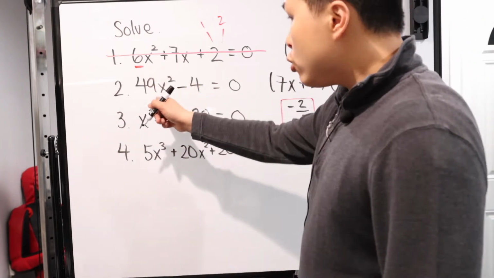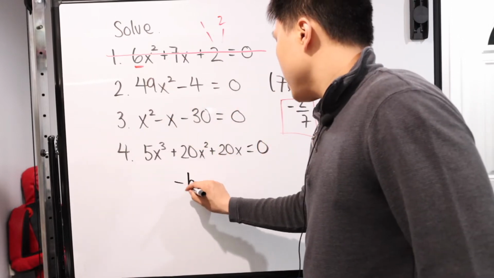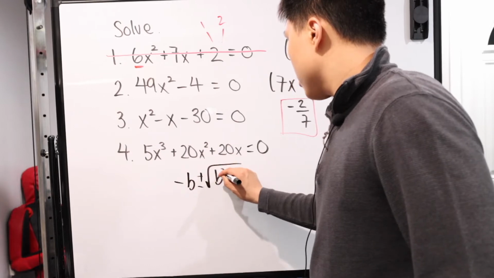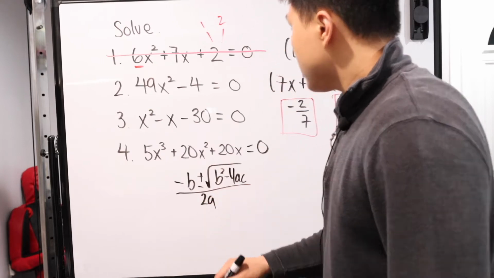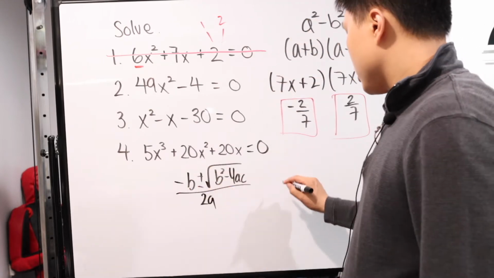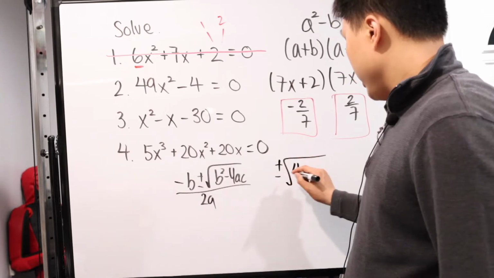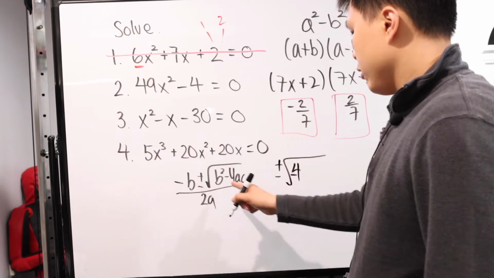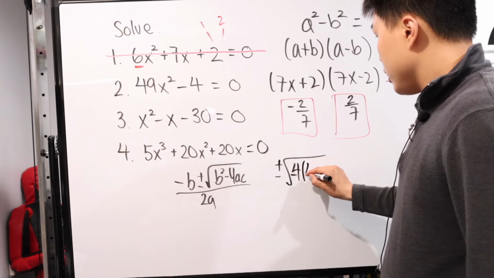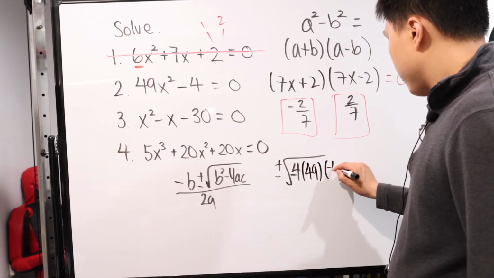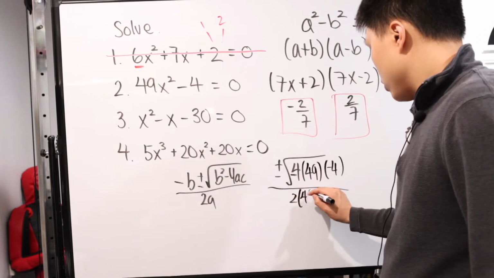So if we're going to use the quadratic formula for this, that's one thing you have to be careful of. Remember, negative b plus or minus the square root of b squared minus 4ac all over 2a. I know you're bored of hearing me say that already. There it is. And now, we know this is 0 and this is 0. So technically, all we have is just plus or minus the square root of negative 4 times a, which is 49, and c is going to be negative 4 as well, all over 2a, which is going to be 2 times 49.